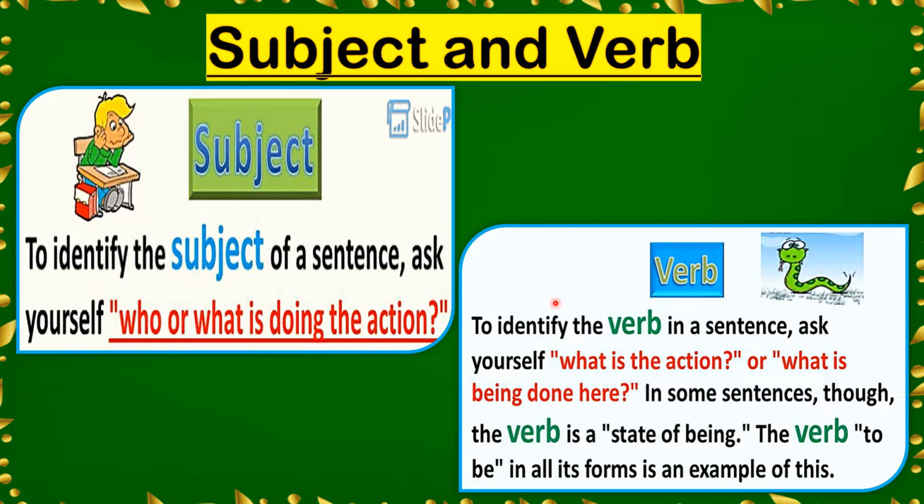Verb, to identify the verb in a sentence, ask yourself, what is the action or what is being done here? In some sentences, though, the verb is a state of being. The verb to be in all its forms is an example of this.